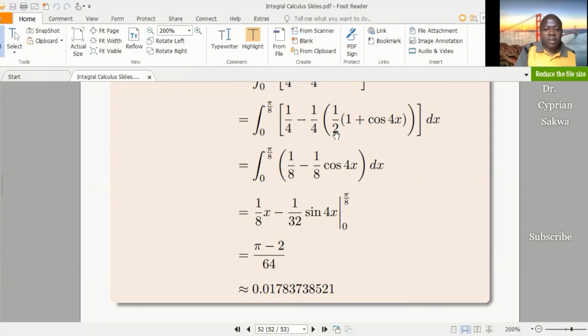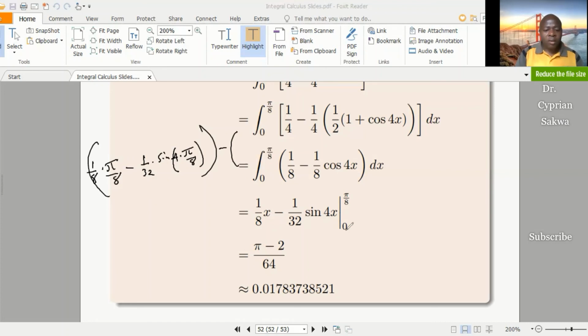Then let's just do it and see. So when I put pi over 8, I would have 1 over 8 times pi over 8, then minus 1 over 32 sine 4 multiplied by pi over 8. Of course, this is like sin 90, which will be 1. And this is minus, when you put 0 here, it will be 0. And when you put 0 here again, this will be 0. So minus 0.